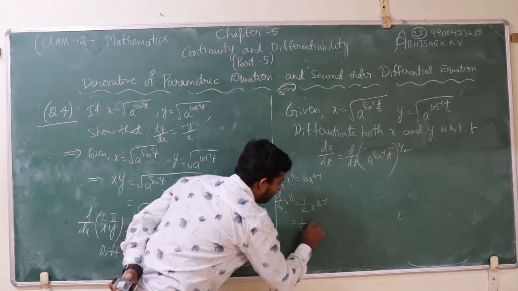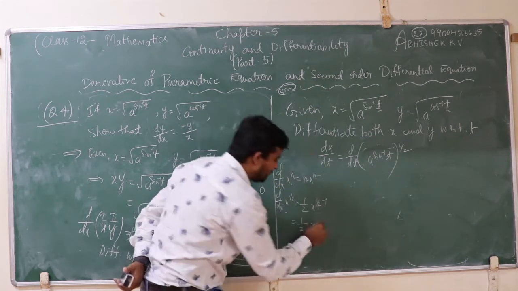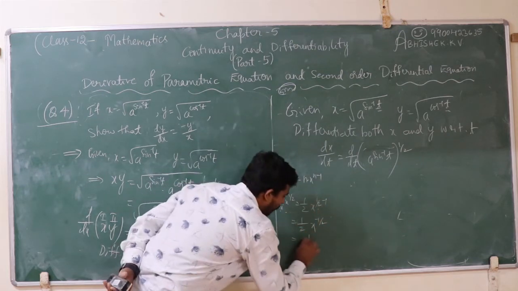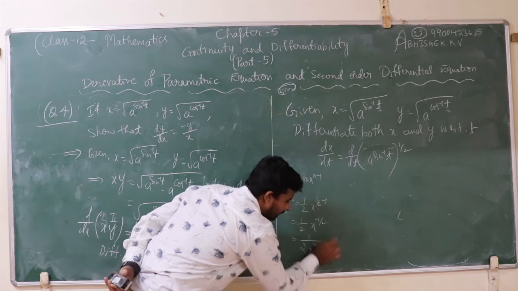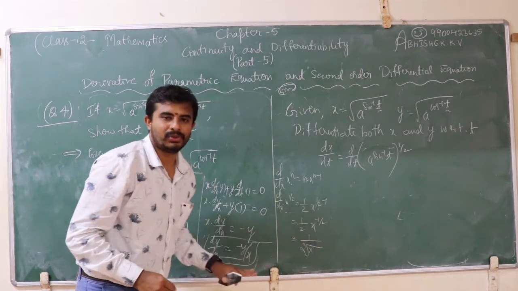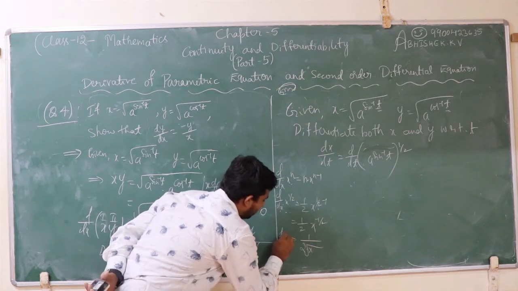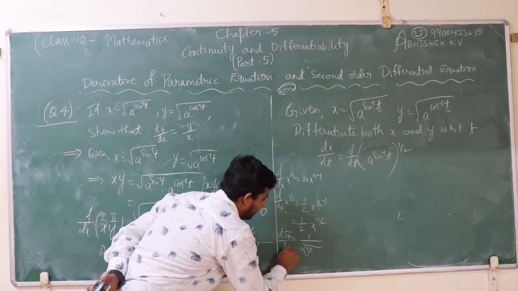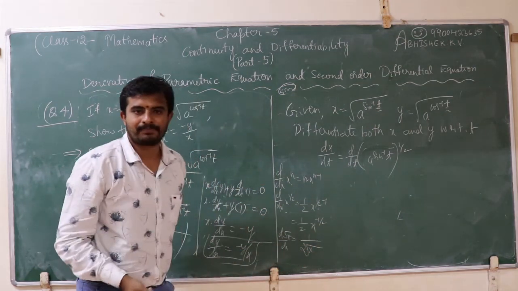This can be written as 1 by 2 x to the power of 1 by 2 minus 1, which is minus 1 by 2. When you take this to the denominator, 1 by 2 into x to the power of 1 by 2, this is root x. That is 1 by 2 root x. Therefore, d by dx of x to the power of 1 by 2 is root x by x, that is 1 by 2 root x.